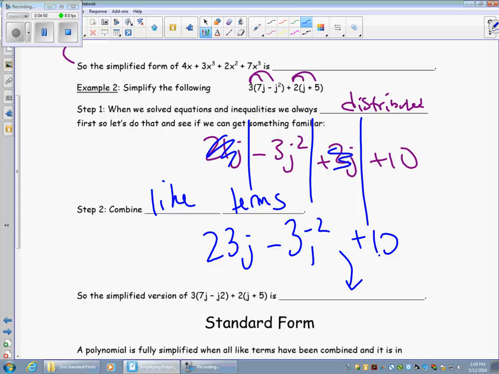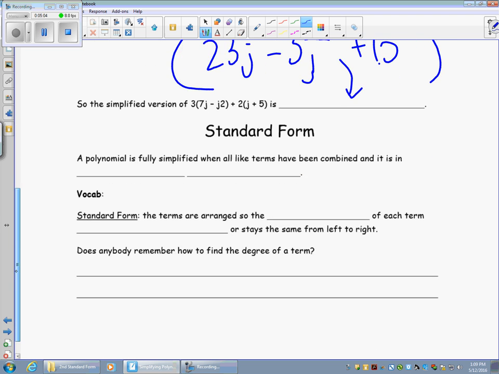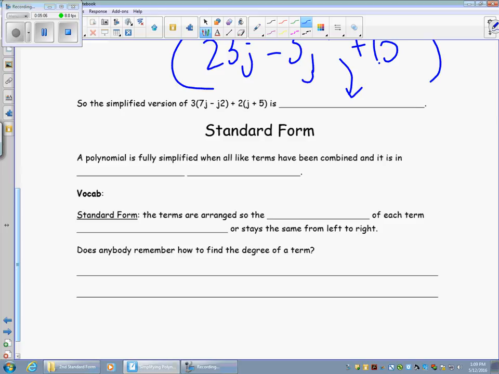The only thing is we're not completely done. There's honestly something more that I can do to this answer to make it a little bit more, I guess, math good for math, and that's putting it in standard form. A polynomial is fully simplified when all like terms have been combined, so that's what we've done, and it is in standard form. Now, you don't know what that is yet.